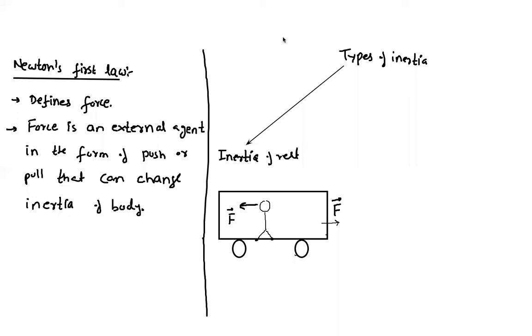Just like inertia of rest, not just a car, in any example where initially your body was at rest and then it comes in motion, the body will experience a backward push, and that backward push is due to inertia of rest. The next example is that of inertia of motion.